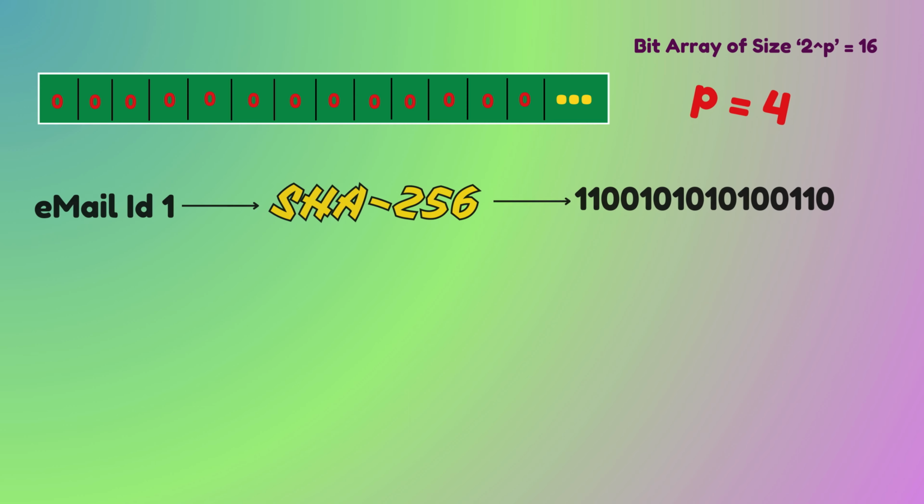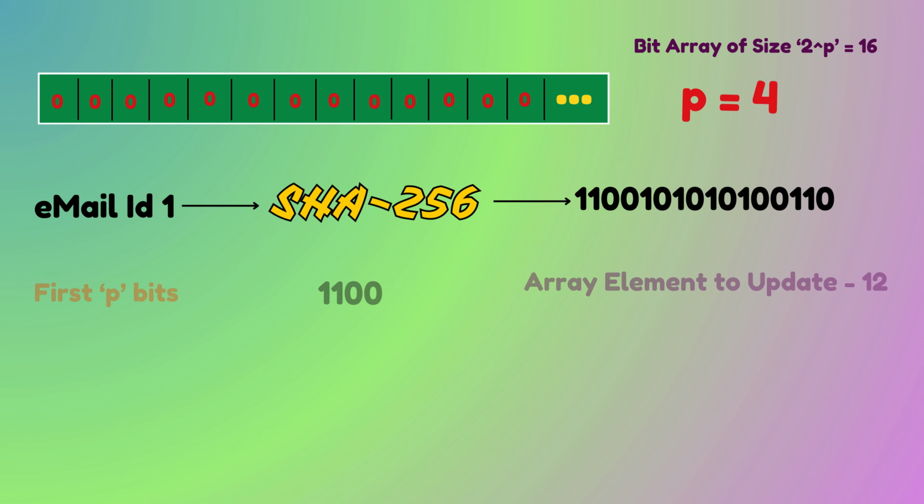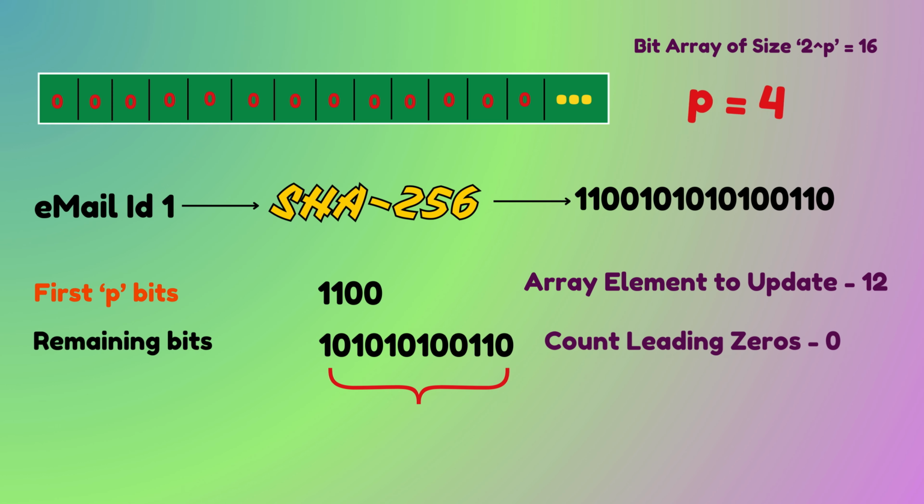Suppose the hash function converts a user ID into the binary string shown here. The first four bits, 1100, convert to decimal 12, selecting element 12 in the array. The number of leading zeros in the remaining bits is 0. Therefore, element 12 in the array is updated with the value 0, since there are no leading zeros here.